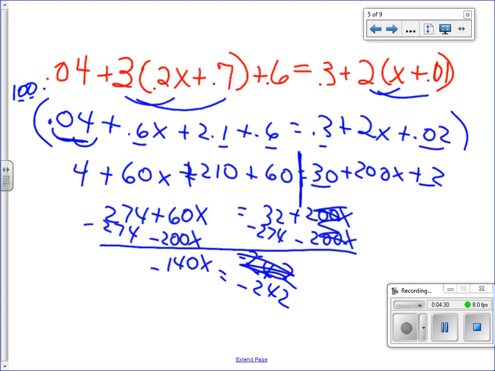Okay, hang on a second. Let's make sure we get it. Okay, so I'm going to divide both sides now by a negative 140. So Connie, is your answer positive?